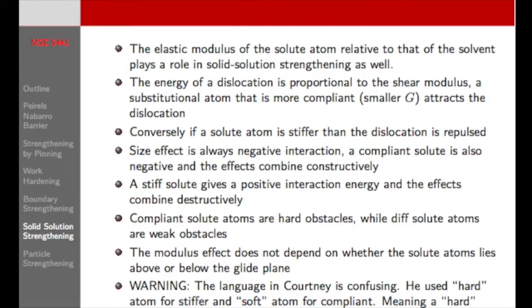There is a quick warning. In the reading, I think the language the author, Courtney, uses is a little confusing. He uses hard atom for stiffer and soft for more compliant, which is the same language he uses for hard obstacles and soft or weak obstacles. So it's confusing because a hard atom is a weak obstacle and a soft atom is a hard obstacle. Just when you're going through this, keep this in mind that it might be a little confusing.